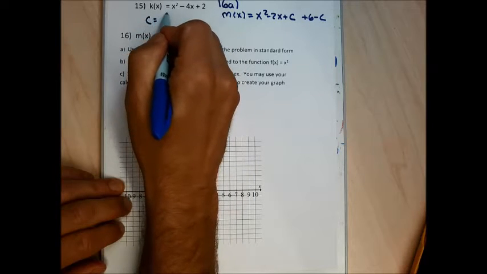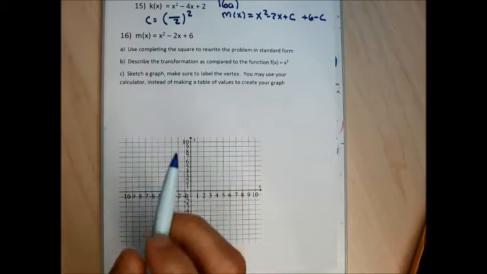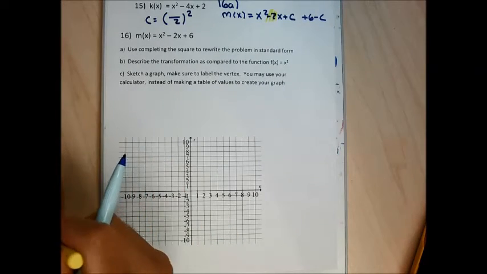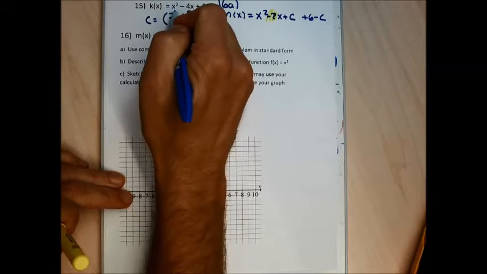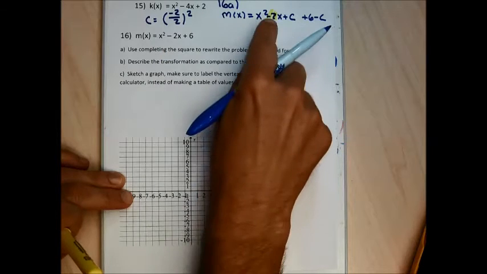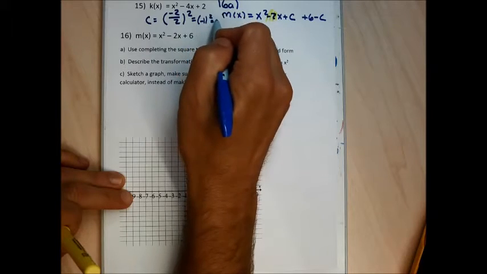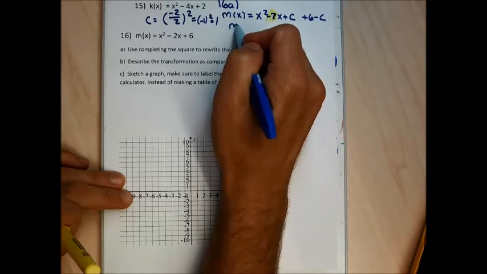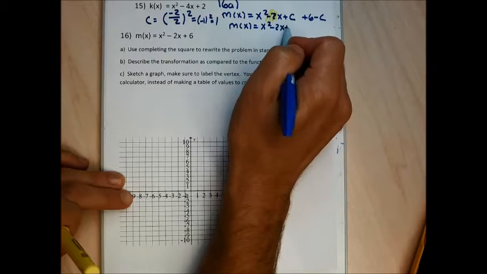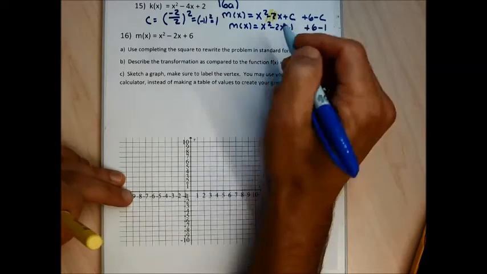C always has the template some number divided by 2, squared, and the number that you divide by 2 is the number in front of the x to the first power term. So for this problem, c is going to be (-2 over 2) squared. The over 2 squared is from the formula. The -2 comes from the problem. This is going to give me (-1) squared, and (-1) squared is 1. So I'm going to rewrite this as m(x) = x squared minus 2x plus 1 plus 6 minus 1. So I replace the c with a 1.